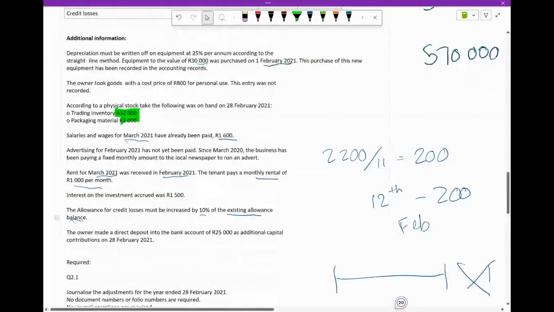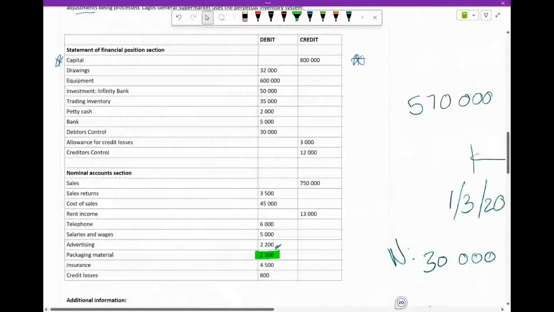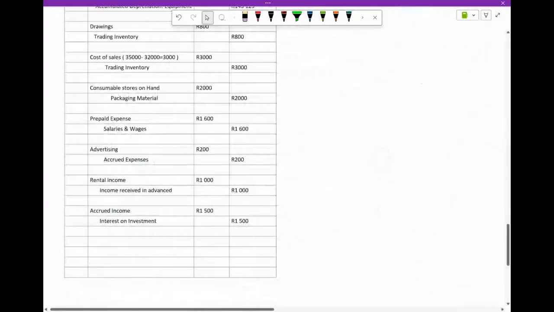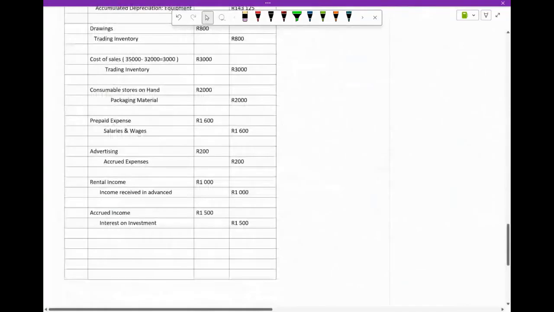So they said 10% of the existing. So we need to go and check for the existing allowance for credit losses, and there we see it's 3,000. Can you see that? So 10% of 3,000. Here, can you see we're making an adjustment? We're not creating it. Are we increasing or decreasing the adjustment? We're increasing. So allowance for credit losses adjustment. What are we doing to that account? Are we debiting or crediting?